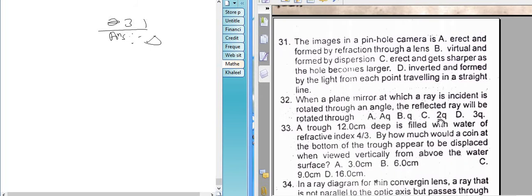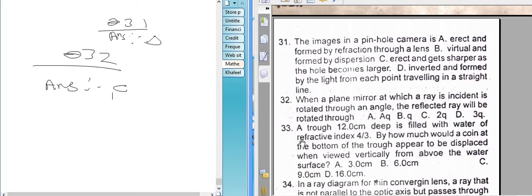So this is because of the rotation. If a plane mirror rotates through theta, the reflected ray turns through angle 2 theta. So therefore, question 32, the correct answer is option C, which is 2 theta.